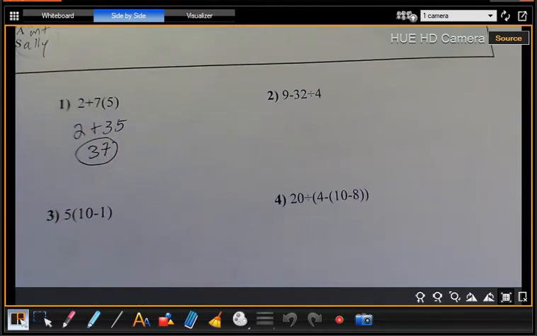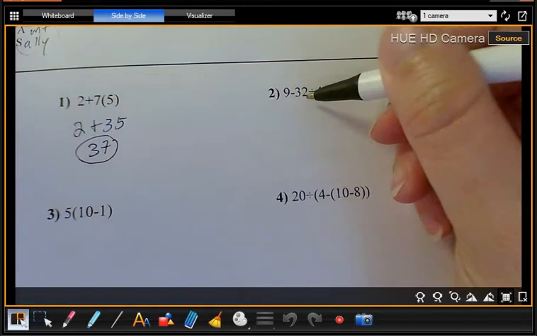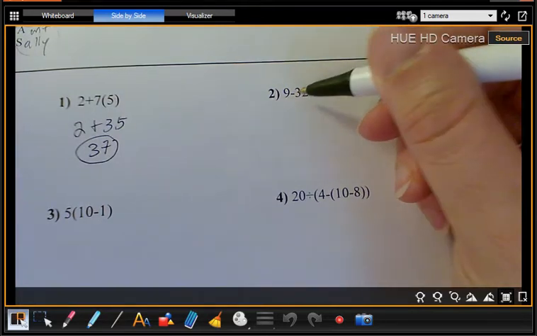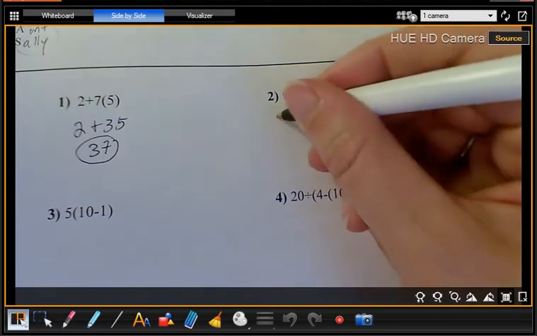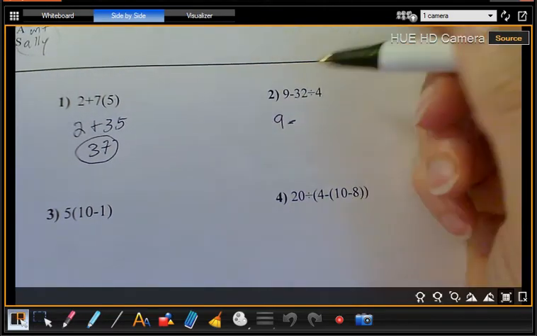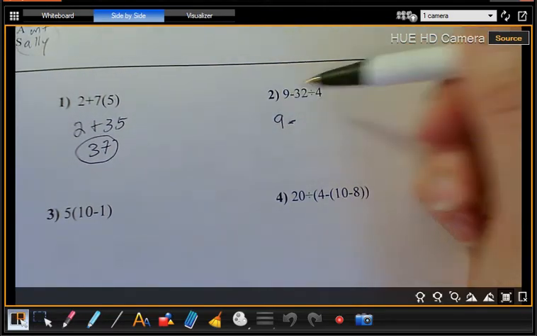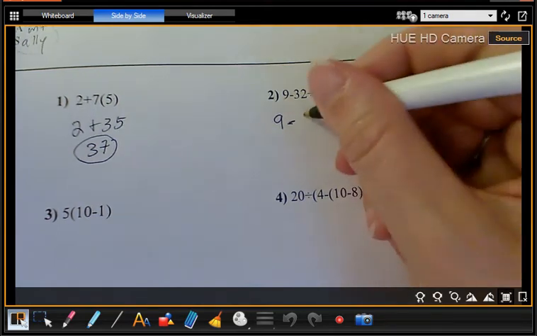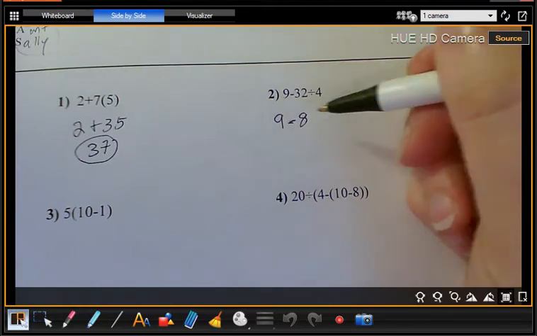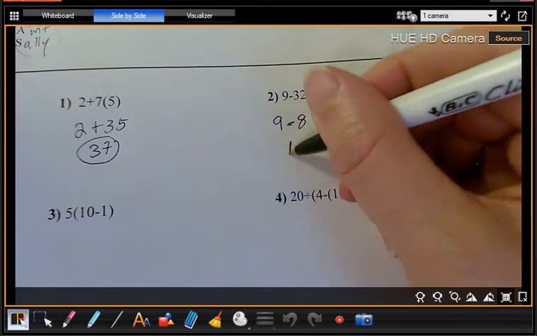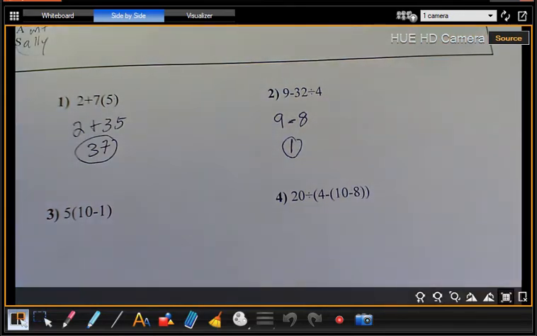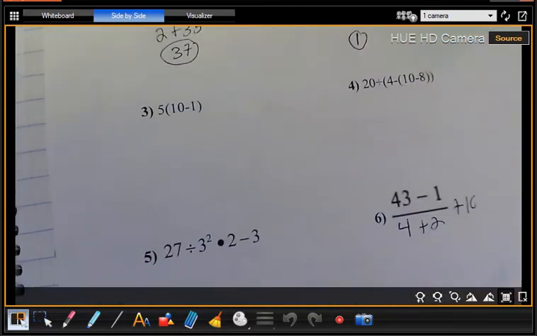I'm going to look at number 2. We're going to do that division first. It's 9 minus 32 divided by 4. We're going to do 32 divided by 4 first. So I'm going to have the 9 and the minus down, or you could just think of it as doing a negative divided by a positive, which would be a negative. 32 divided by 4 is 8. So now we have 9 minus 8, which is 1. Again, I really recommend bringing the things down that you're not using first, so it's easier to do.